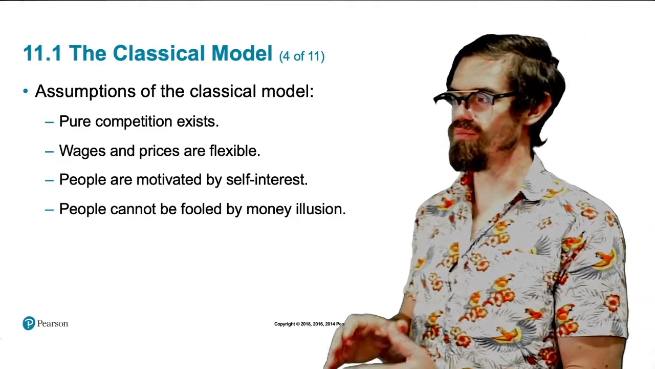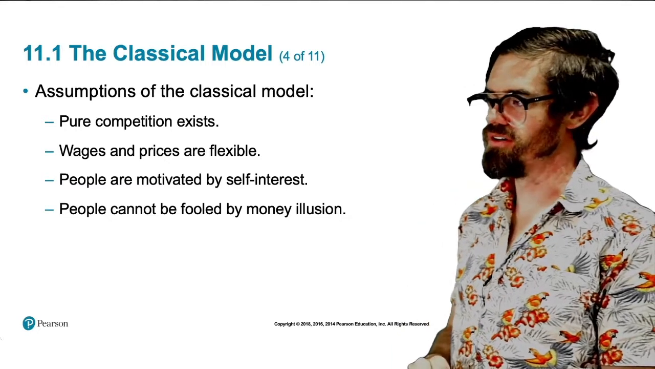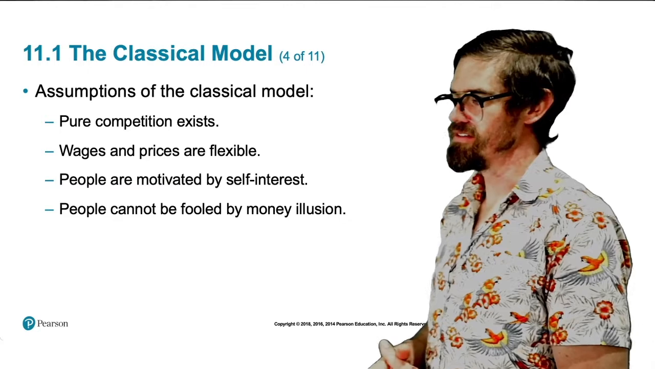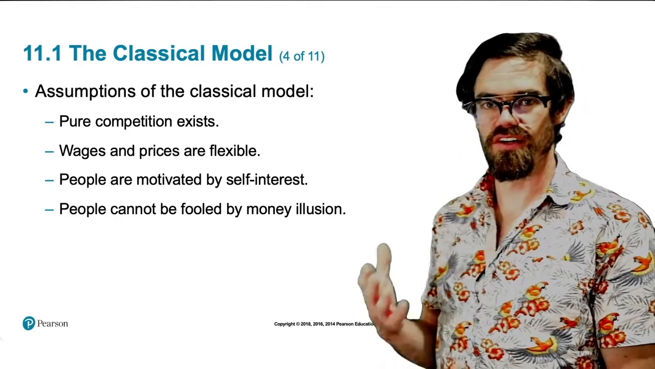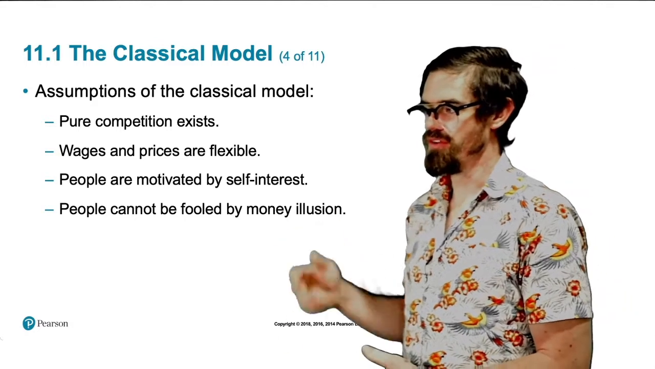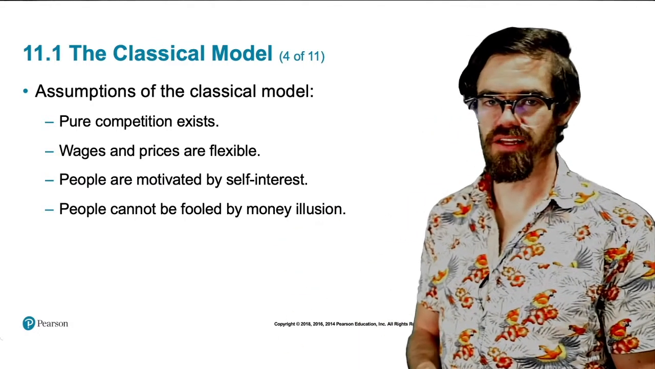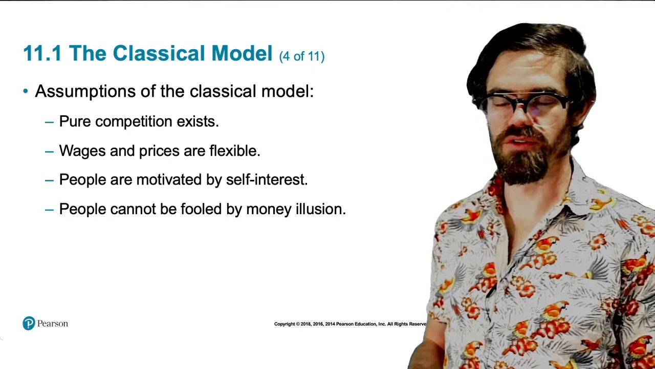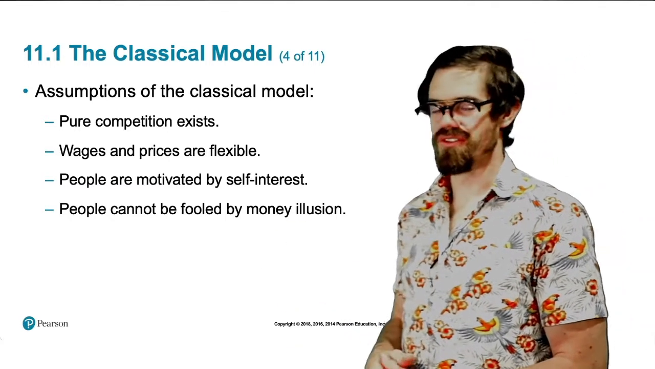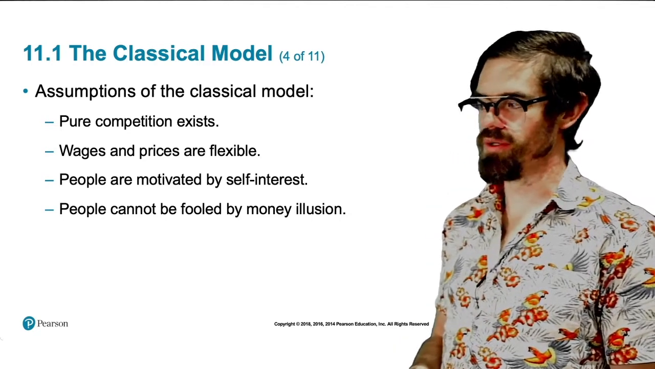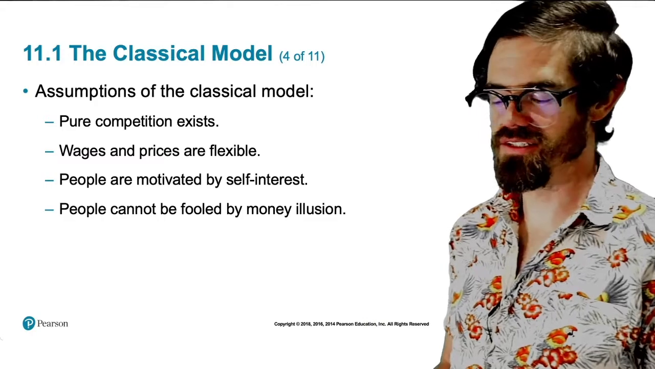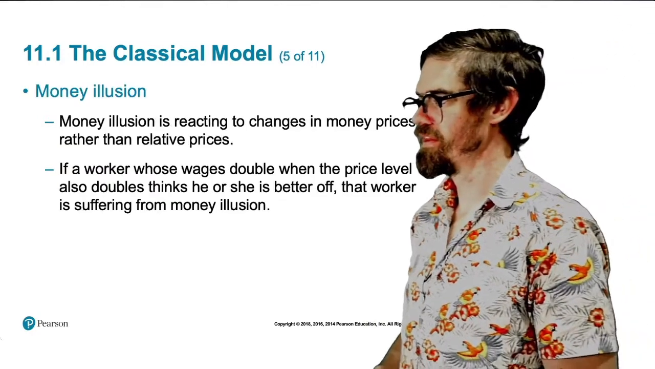Now, the important assumptions of the classical model are that pure competition exists, that wages and prices are very flexible and can adjust quickly, and that people are motivated by self-interest. That's not surprising. That's an assumption in pretty much all of the models that we look at. And then this last one is interesting and important: people cannot be fooled by something called money illusion. So don't worry if you don't know what that is. We're going to talk about what that means.